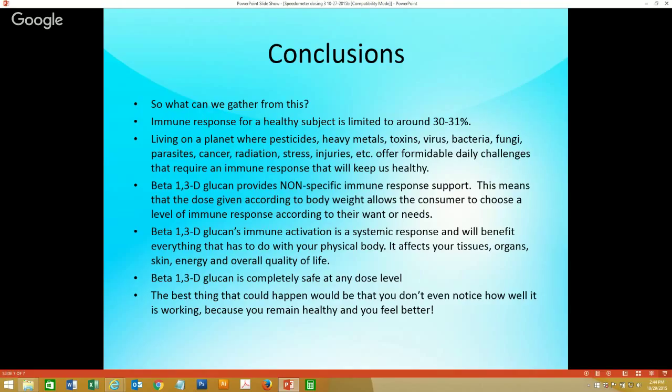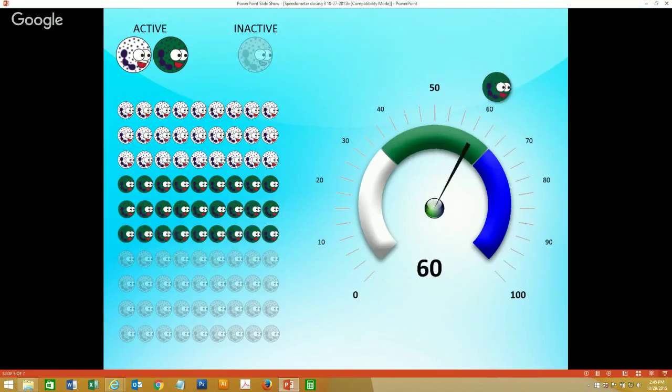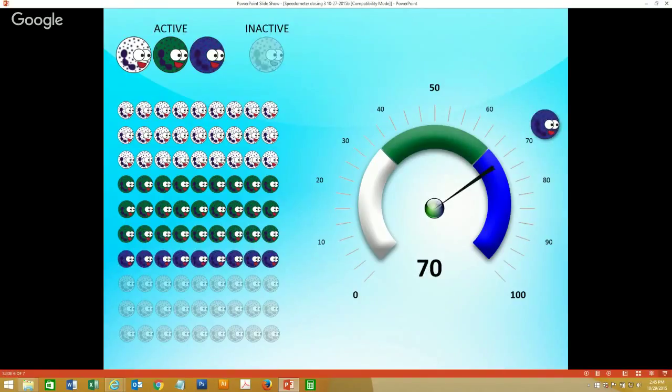Now, understand that this beta-1,3-D-glucan product provides non-specific immune response. The support that we're getting from this product is not going to be specific to, say, cancer, or specific to an infection, or specific to an injury or insult, or a particular type of allergy, as an example. We simply need to know the body weight of the person that is consuming it, and allow them to choose the level of immune response that they want to receive. Do they want a relatively low level? Do they want to amp up their immune response by taking a higher dose? Or do they want the maximum in immune response? Regardless, any of these doses are going to be completely safe.